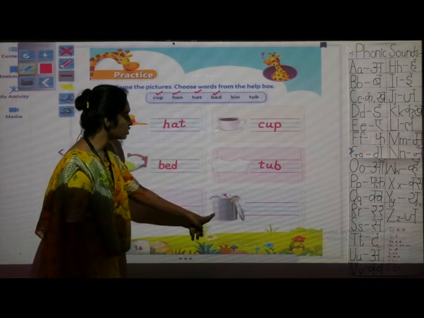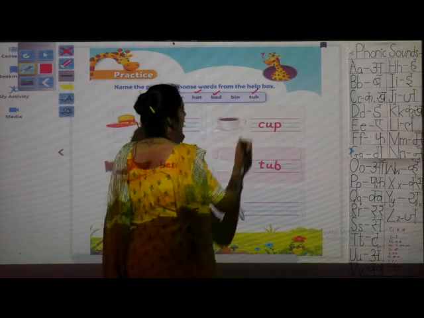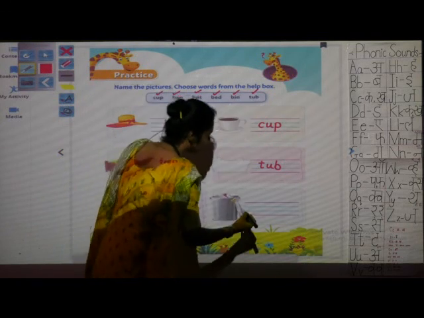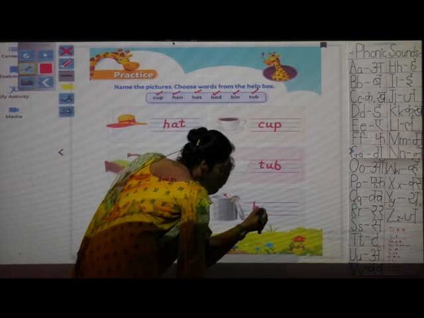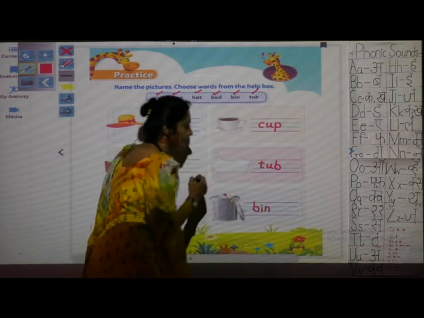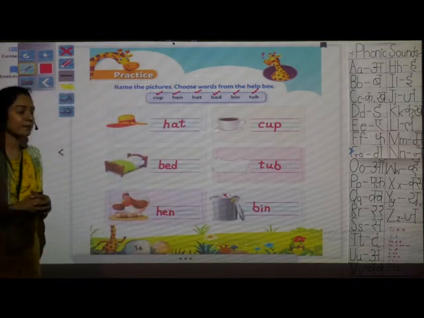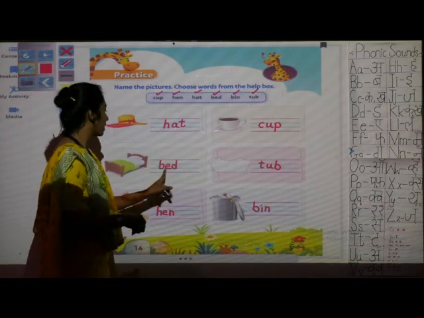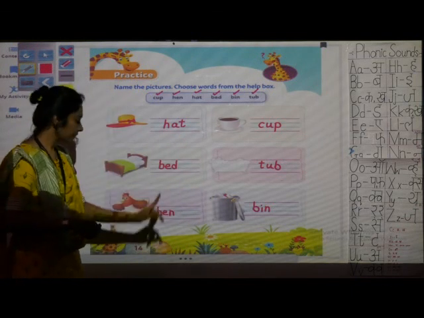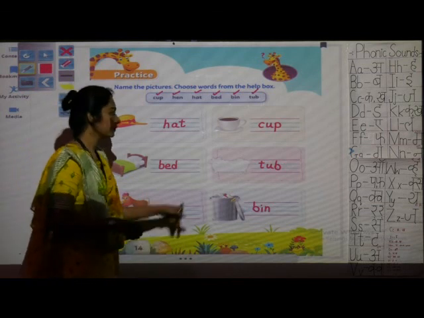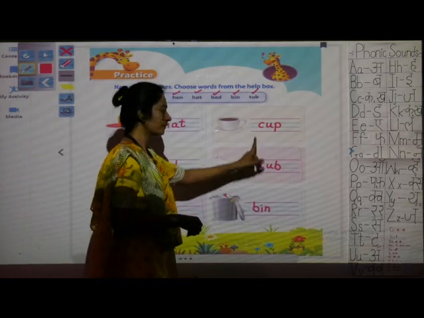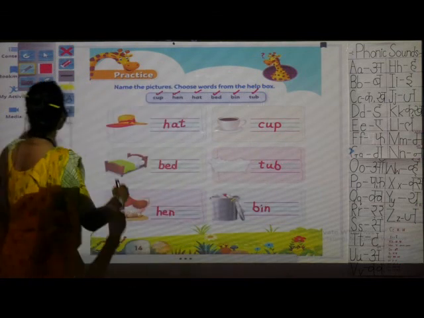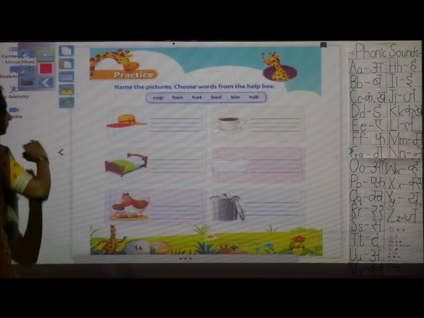What is the name of this picture? Below tub, one mark. Remaining is bin. So read the spelling, children. Come on. Yes. B-I-N, bin. Say H-A-T, hat. B-E-D, bed. H-E-N, hen. C-U-P, cup. T-U-B, tub. B-I-N, bin. Okay? Have you completed till here?